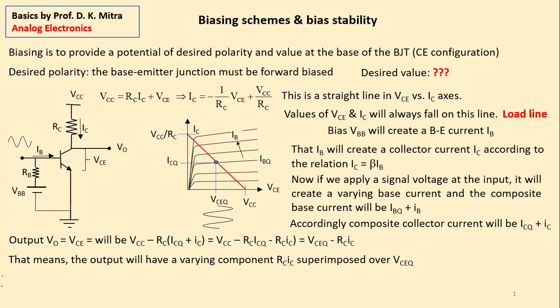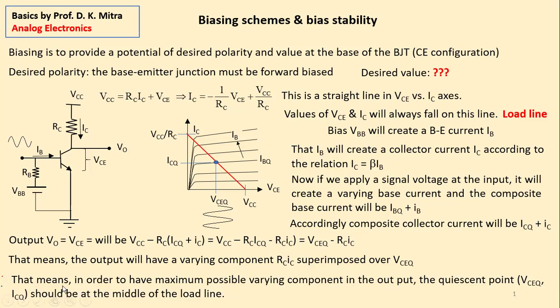What your intuition says, if you want maximum possible variation, that means maximum output, then this blue point should be at the middle of the red line. Am I correct? I think you have already guessed. That is what I am going to tell you. In order to have a maximum possible varying component in the output, the quiescent point VCQ, ICQ should be at the middle of the load line. Because if your quiescent point is upward here, then you can vary only up to this point, because if you vary more than that, it gets saturated. Similarly, if your quiescent point is at the bottom somewhere here, on the negative side, you can get only a small variation. So it should be at the middle.